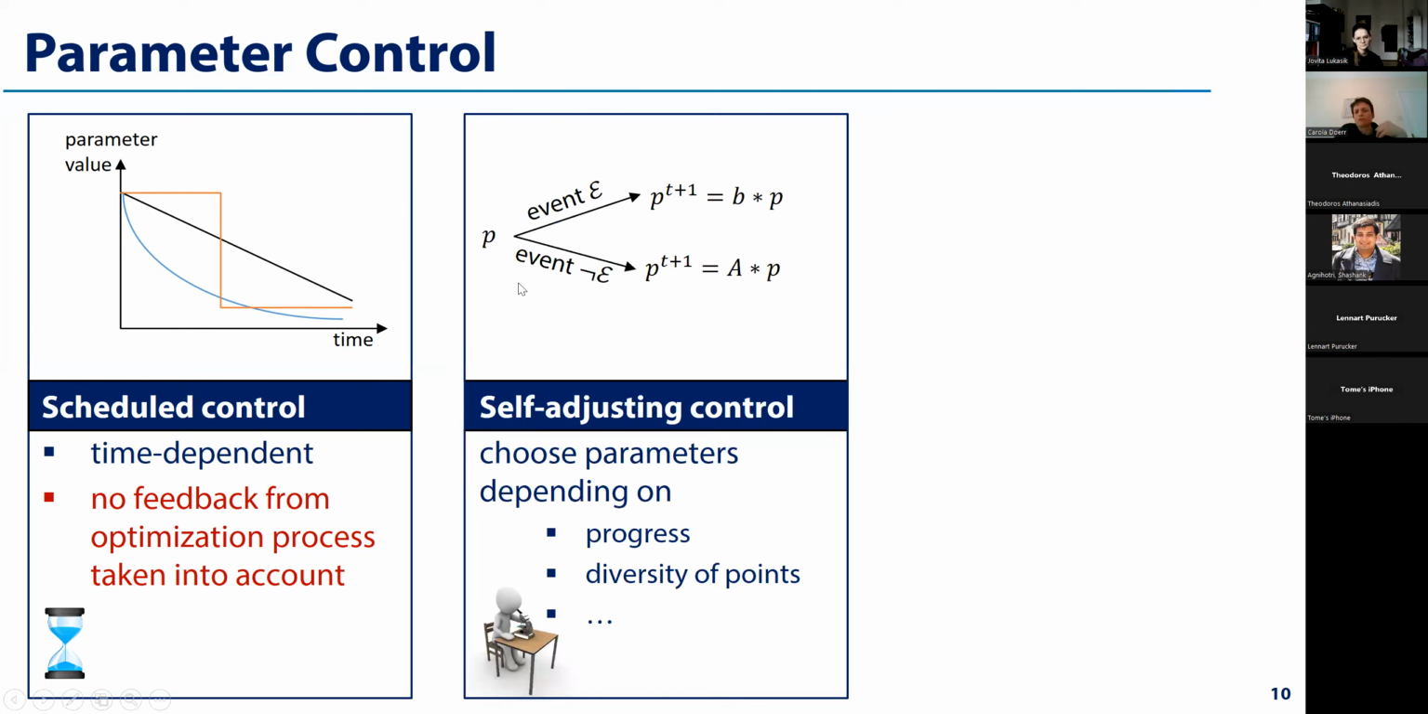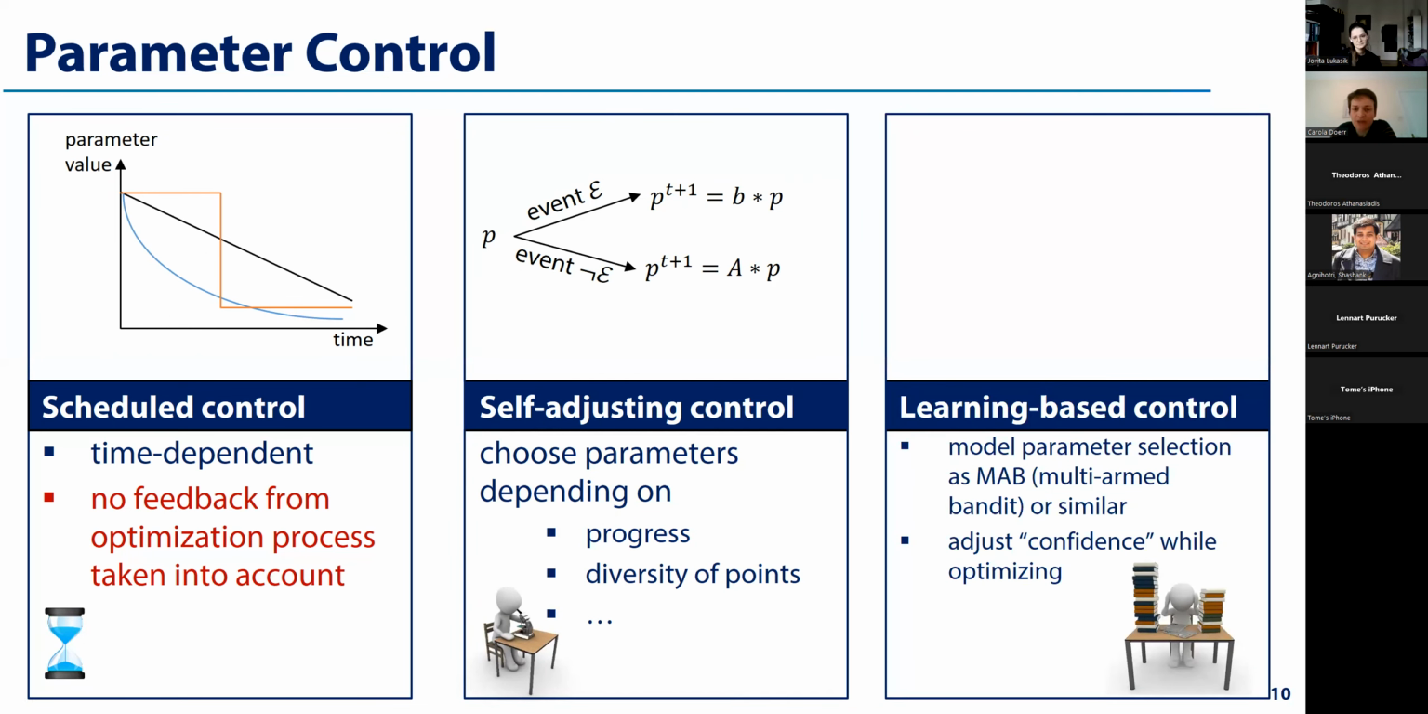Just to illustrate this, let's say we have a parameter value p, and then some event happens, like for example, yes, I do find a better solution in my iteration. Then I will update my parameter to b times p. And oh, I didn't find a better solution. Then I will update it to a times p. This would be a very, very simple rule. But in optimization, it's fantastic. I could give a whole presentation just about this, but I won't. Such super simple rules can be extremely successful. And so this is self-adjusting control.